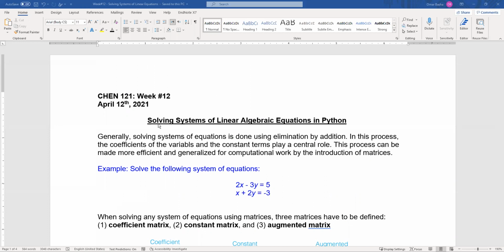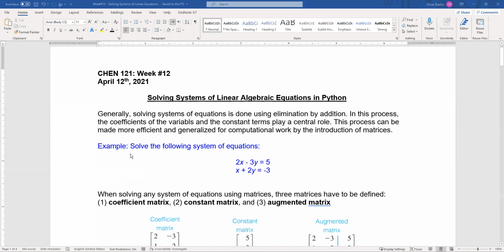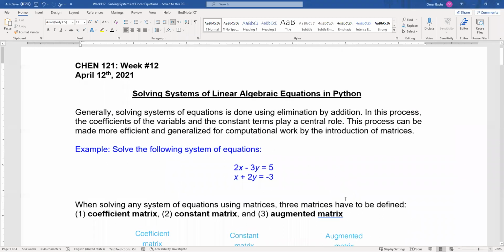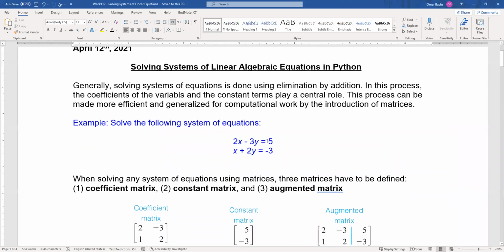Today we'll be talking about solving systems of linear algebraic equations in Python. So, what's a system of linear algebraic equations? Let's start by taking a look at this example right here. It's just a couple of algebraic equations, not differential equations. For example, here I have 2x minus 3y equals 5, x plus 2y equals minus 3.